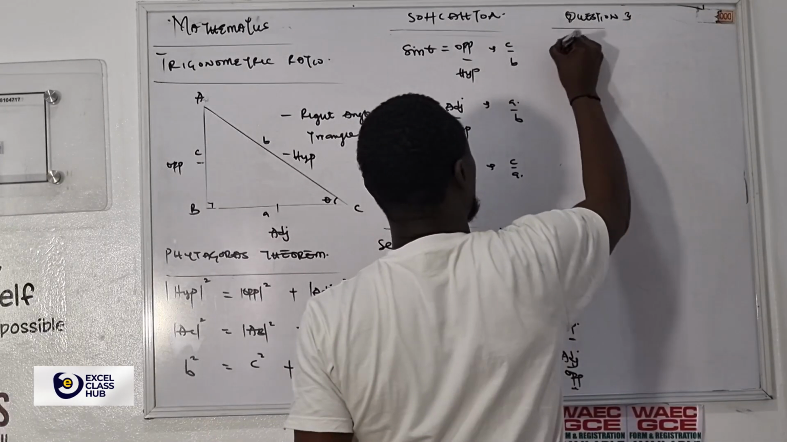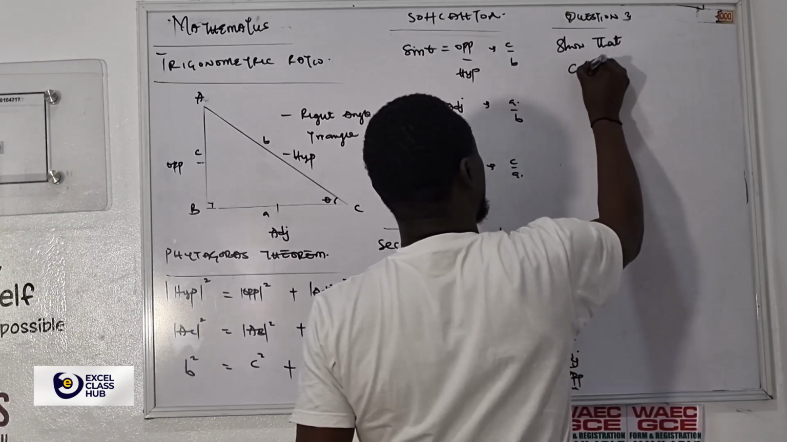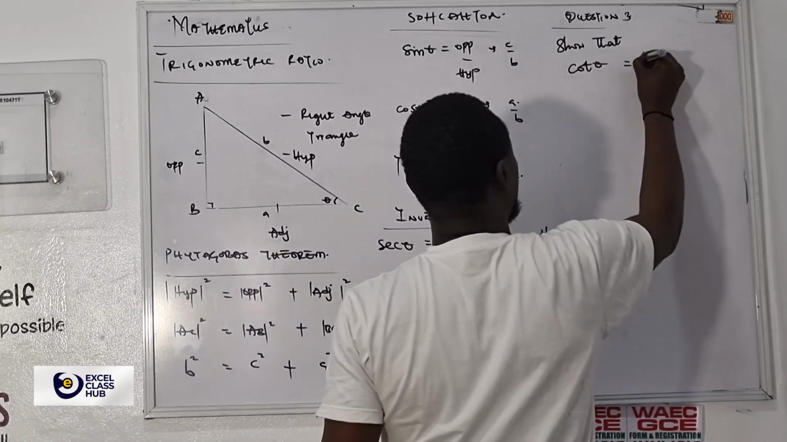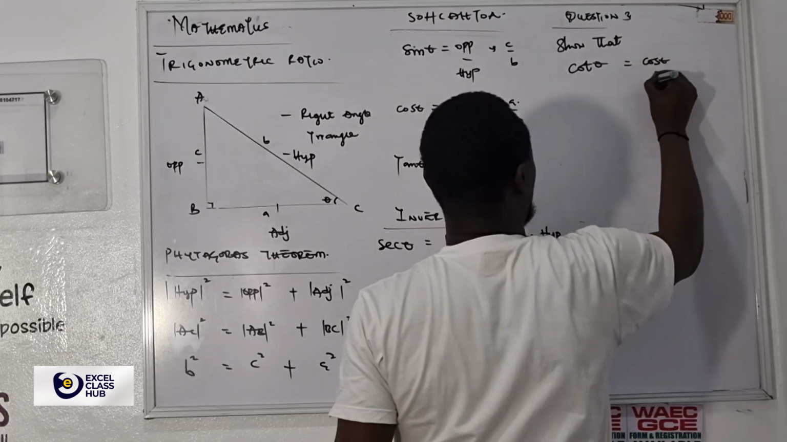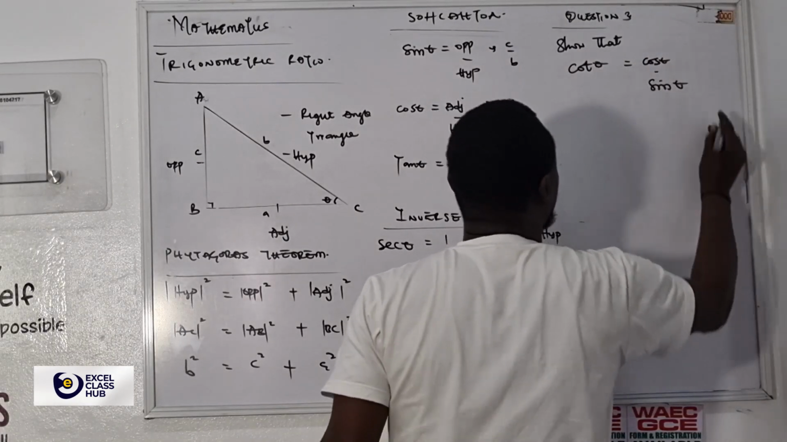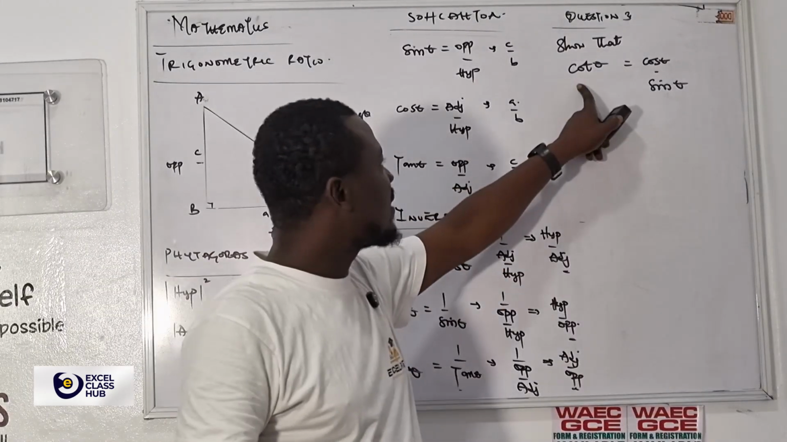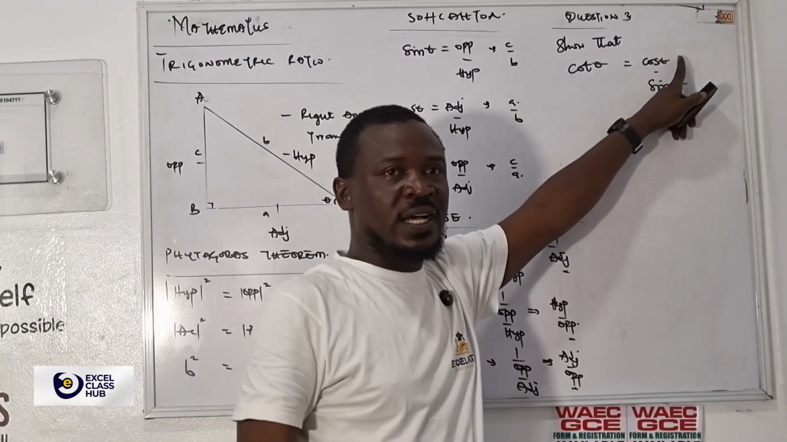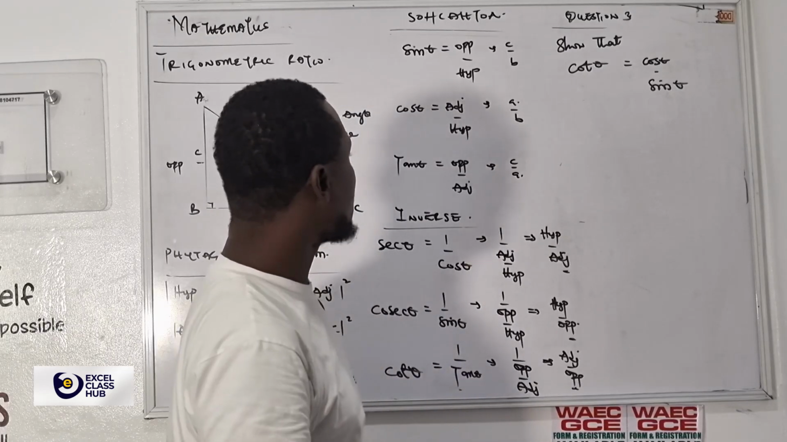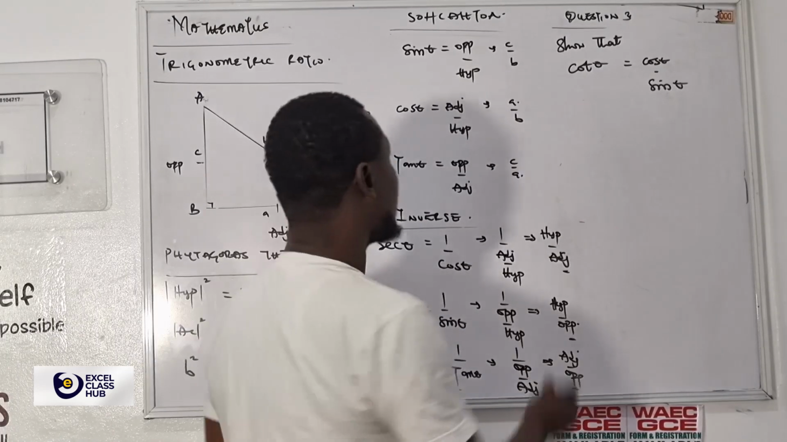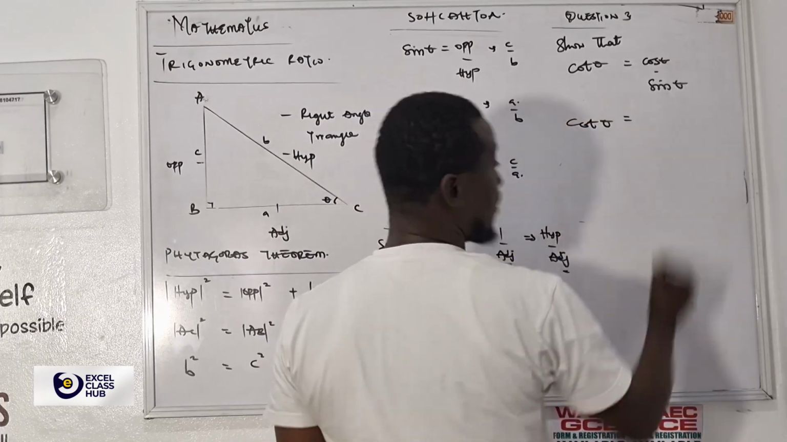This one also says show that cot theta equals to what? Cos theta over sine theta. Cot theta says what? Show that cot theta equals cos theta over sine theta. How do I solve this one? I can solve this question using 2 methods. This is your cot theta.